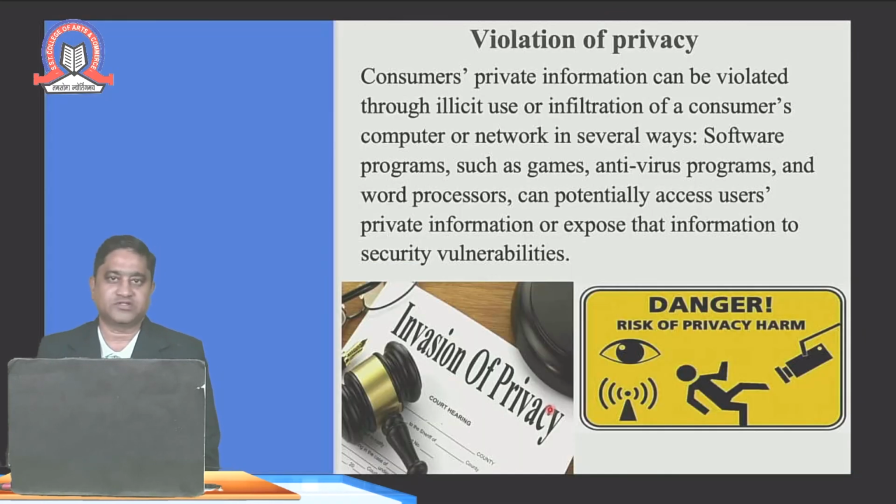Violation of privacy is also one of the latest crimes. The consumer's private information can be violated through illicit use, infiltration of the consumer's computer network, or several other ways. I am explaining with this particular example.